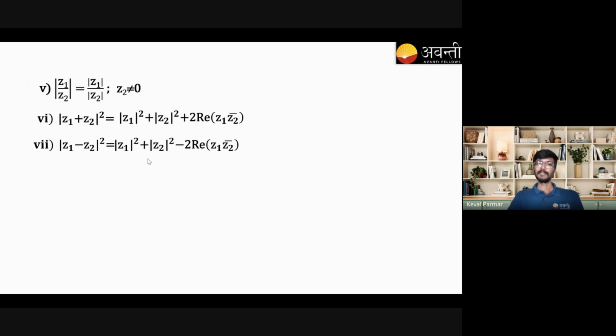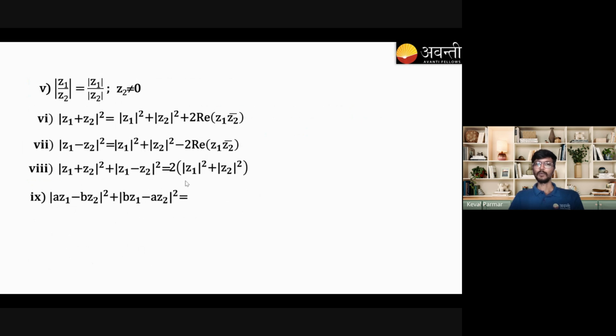Similarly, for z1 minus z2, there is only a minus difference. If we add these two, the 2 times real and minus 2 times real will get cancelled, and we'll get 2 times mod z1 square plus mod z2 square. Now, this is an interesting property. Sometimes questions are asked directly on this, which is modulus of a z1 minus b z2 the whole square plus modulus of b z1 minus a z2 the whole square.